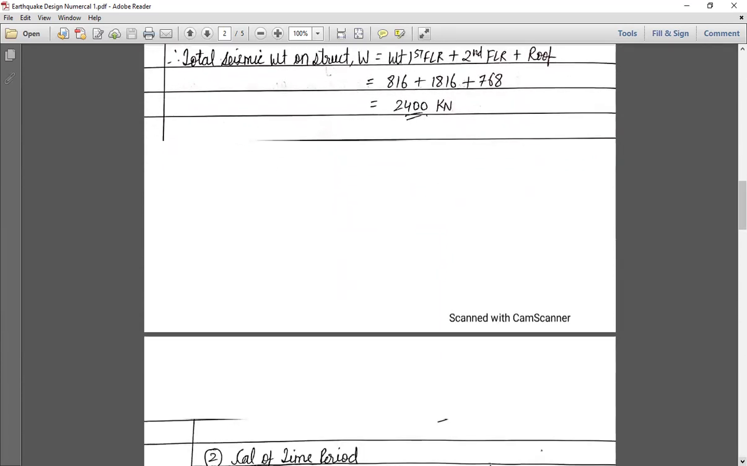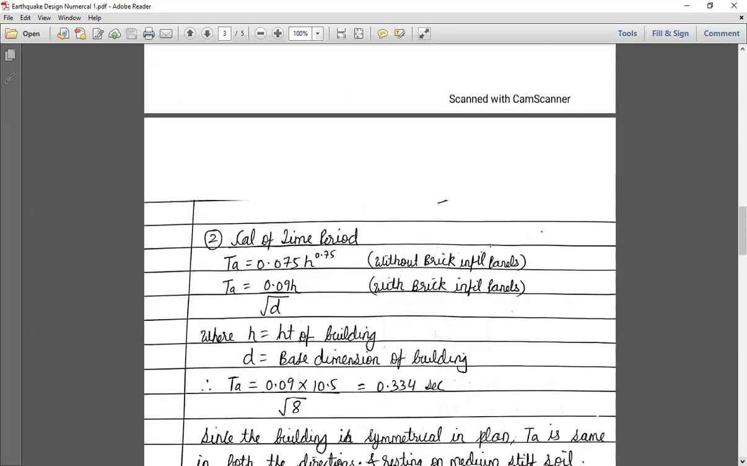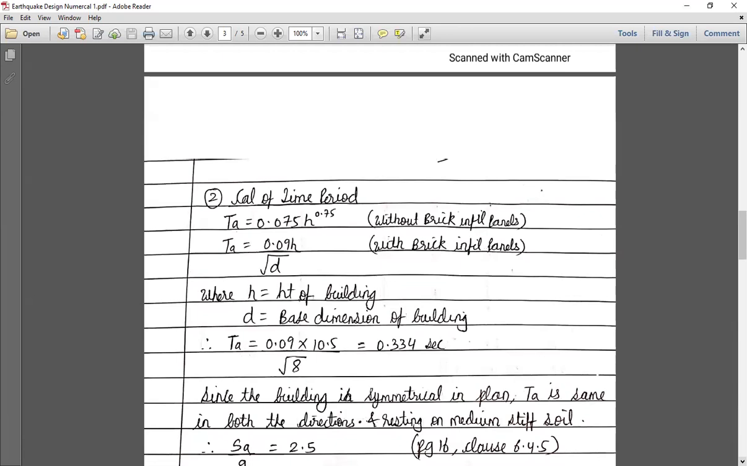Now let us see what the second step is. The second step is calculation of time period. The time period is given by 0.075 h raised to 0.75 without brick infill panels, and the time period is given as 0.09 h upon root d with the brick infill panels. So where there are partition walls and brick walls, in that case we will find the time period by the equation 0.09 h upon root d.